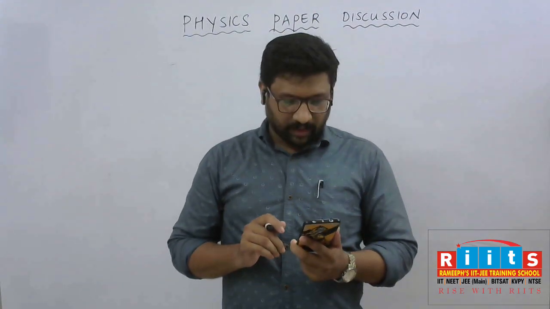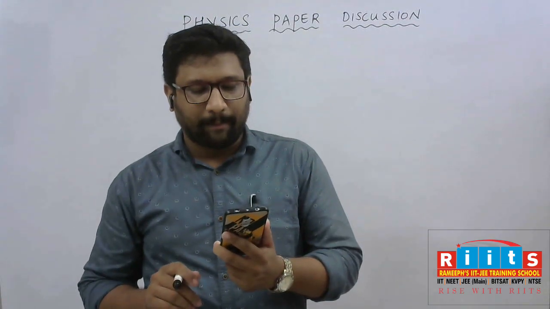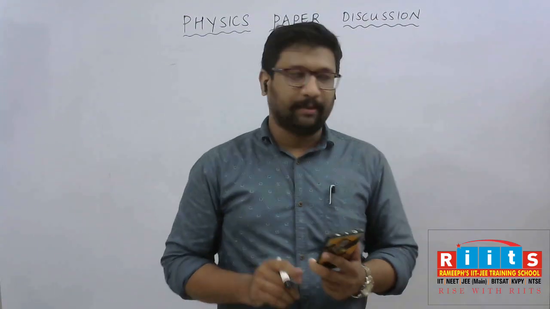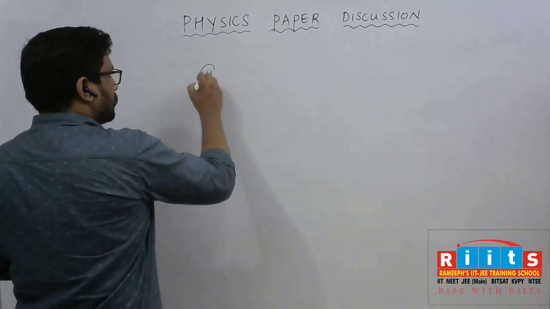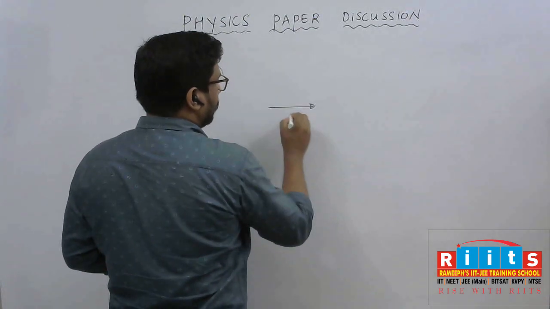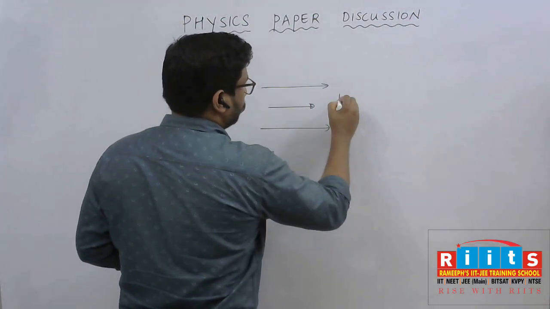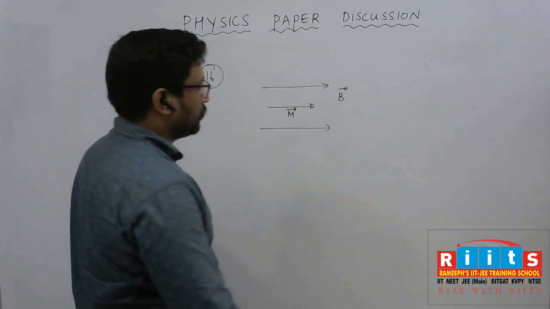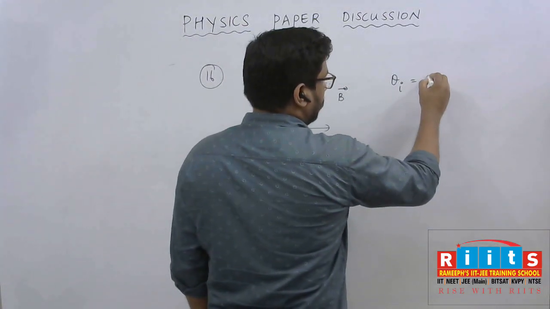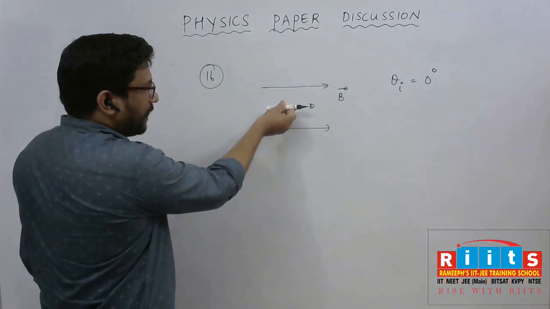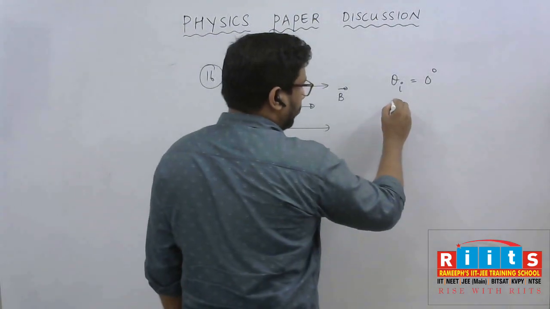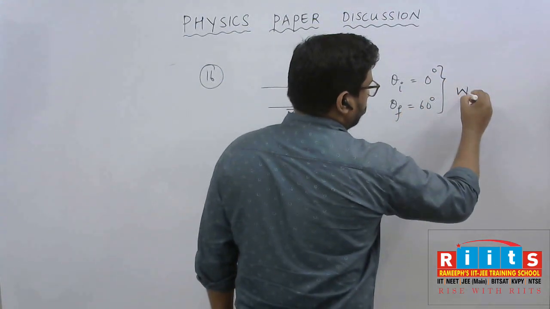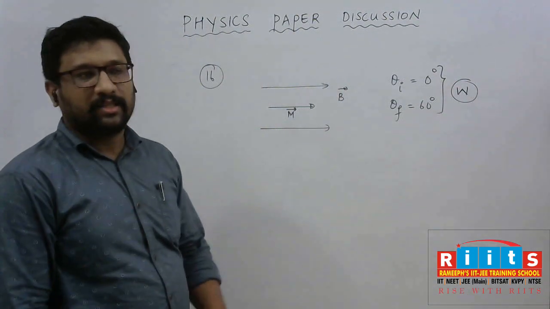Question number 16. A magnetic needle lying parallel to a magnetic field requires W units of work to turn it through 60 degrees. So the magnetic needle is initially parallel with the magnetic field, so the magnetic moment vector is parallel with the field. The initial angle is 0 degree. You are turning the needle by 60 degrees, so the final angle is 60 degrees. For this turning, the work done by the external agent is W.